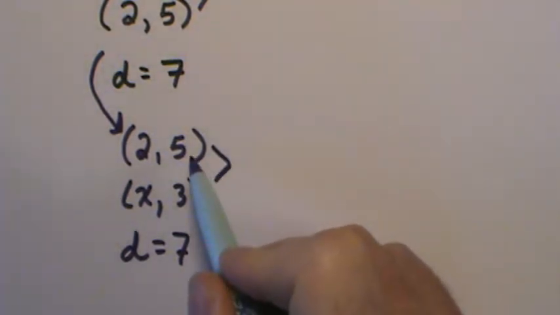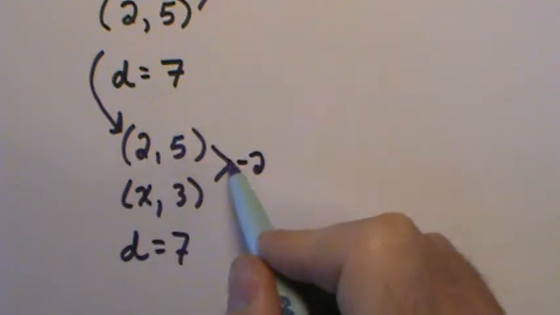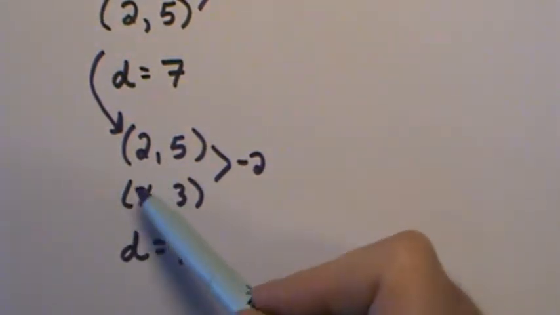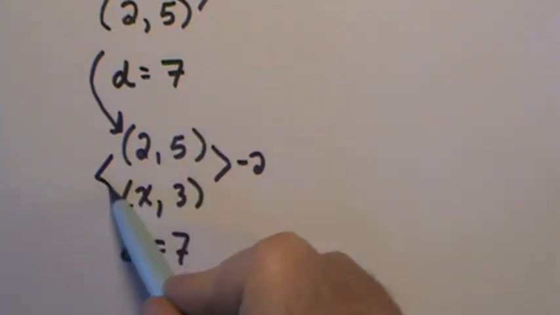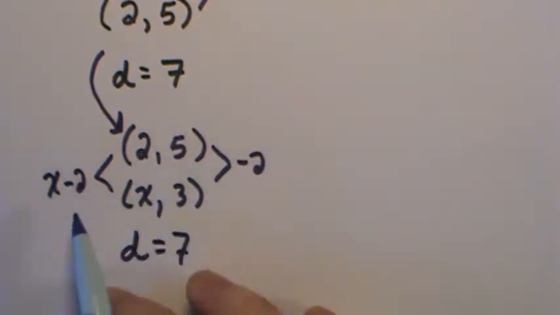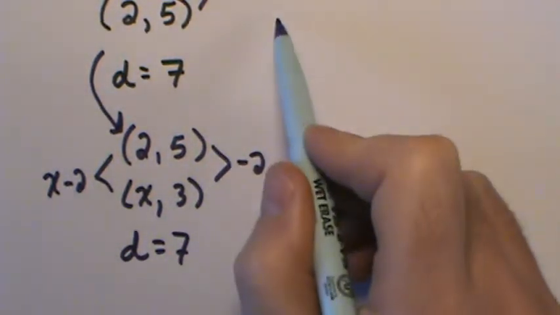So when I go 5 to 3, that's a minus 2. I've dropped down by 2. But on this, as I was saying a moment ago with your variable, it's always going to be the second coordinate minus the first. So I'd go x minus 2. This is actually an x minus 2. Now as I plug these into the formula, I have a distance of 7.